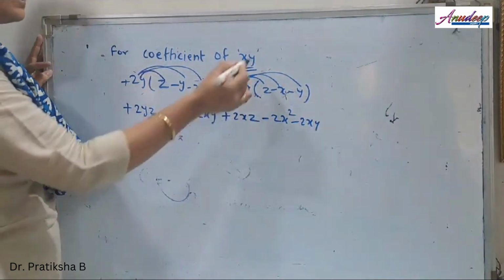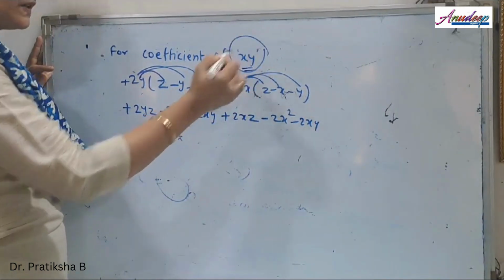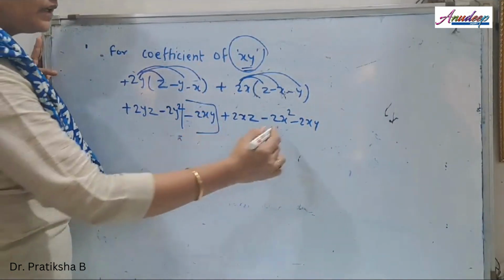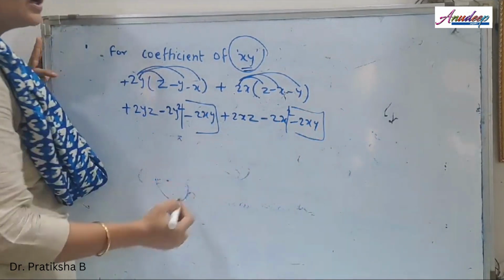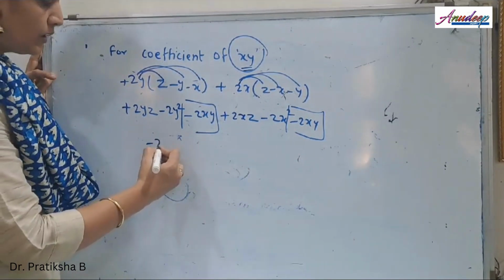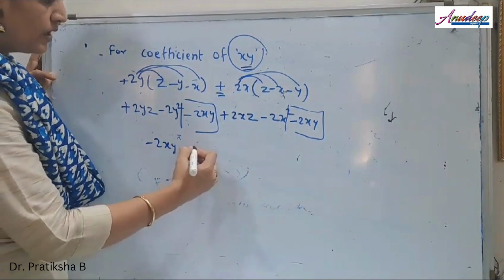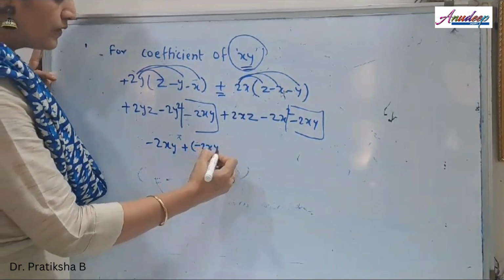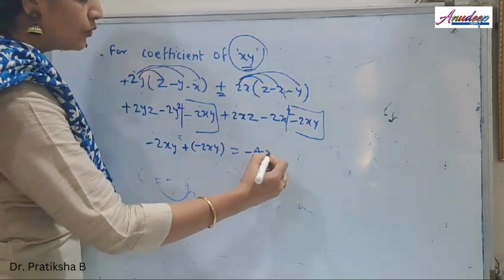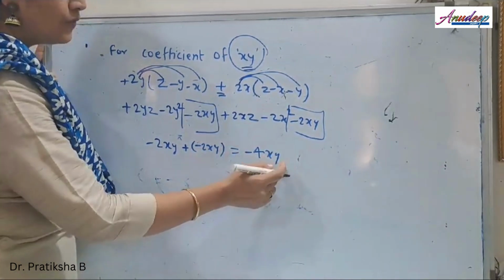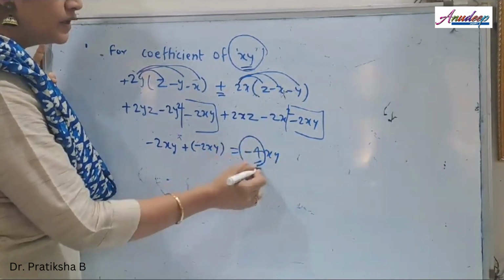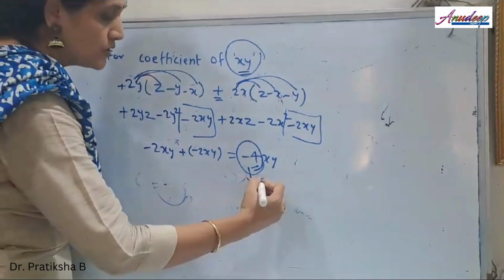Now we are only interested in getting the coefficient of xy. So we will only highlight the terms which involve xy. Gathering them together and taking their addition, what you get is minus 2xy plus minus 2xy, giving you minus 4xy. And hence the coefficient of xy is the number in front of the term. So this is the coefficient.